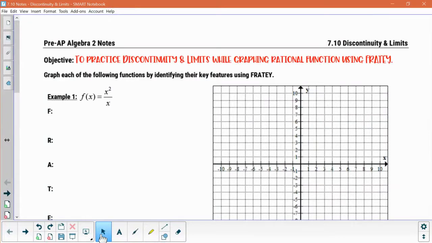Welcome to 7.10 Discontinuity and Limits. Today we are going to practice discontinuity and limits while graphing rational functions using Frady. So we are still following the steps of Frady. However, this is the last addition to the Frady problem. So first let's look at example 1.